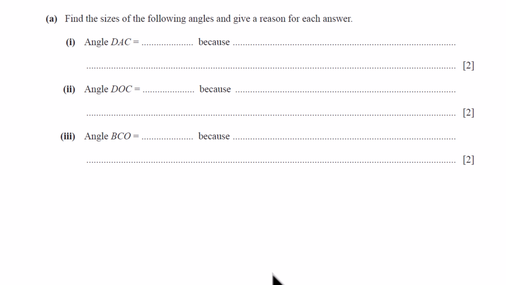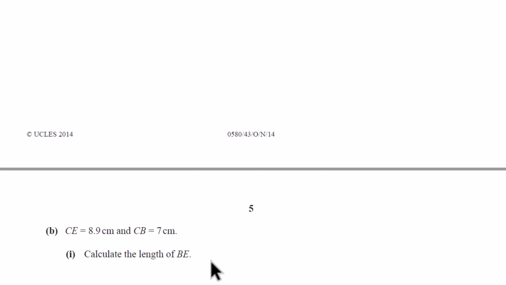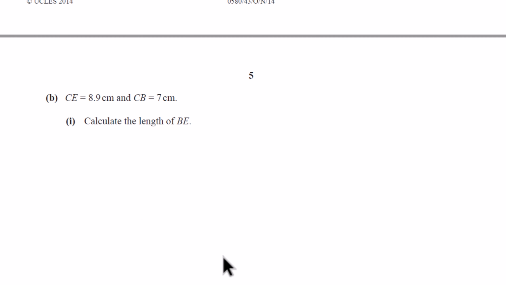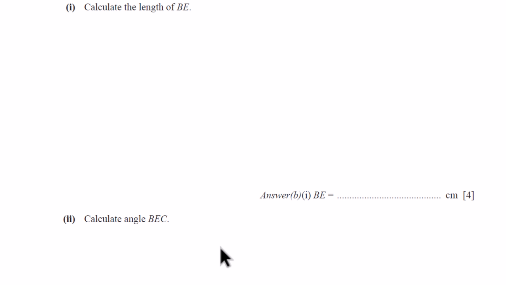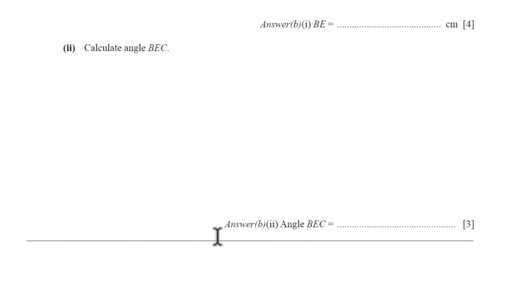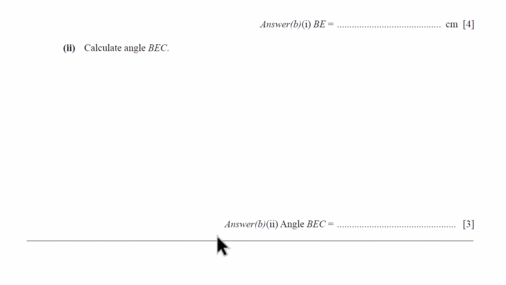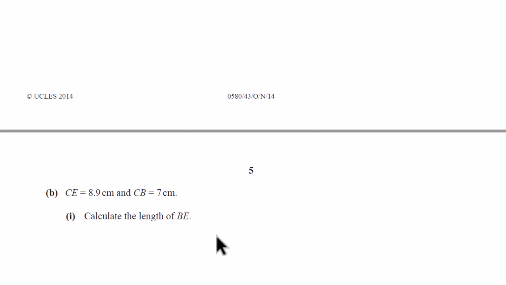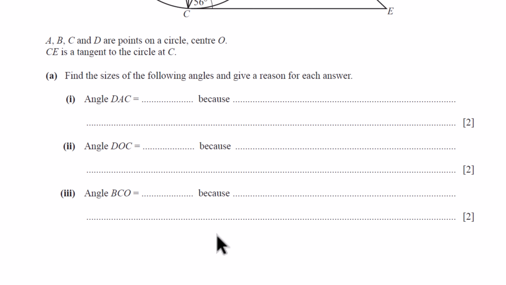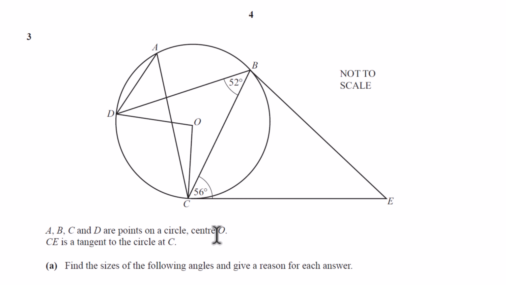And then the next question, which is B, asks us to calculate angle BAC, and that's the last question under this circle geometry question. We are going to go through all of this just for you to know what to expect. So without wasting much time, let's begin.